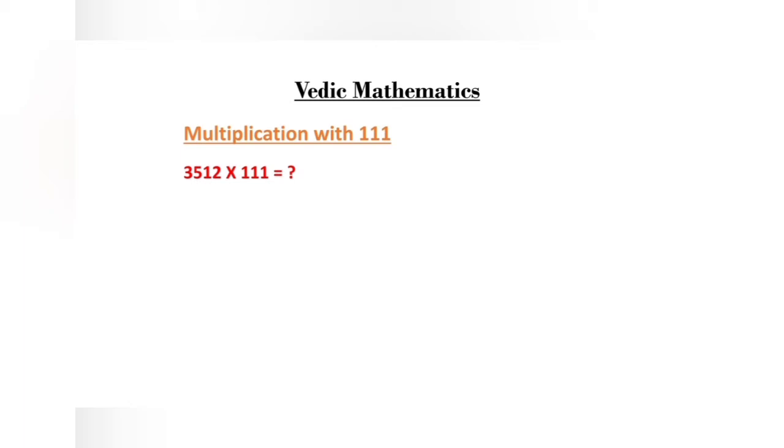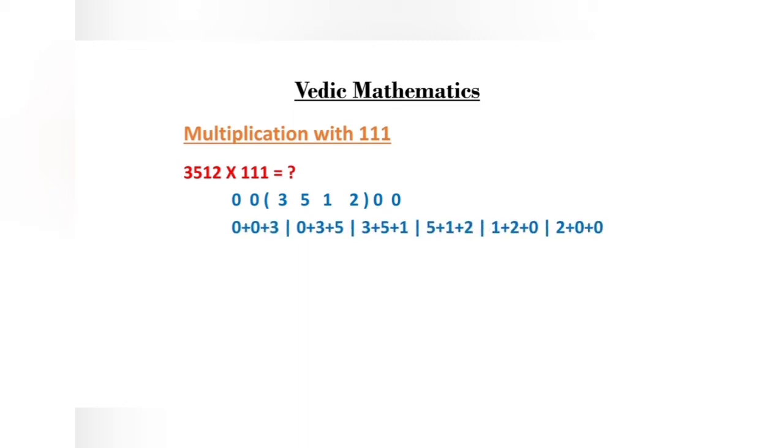Write 3512 in bracket and two zeros on the either side. Separate into group of 3 and add them. In this example, we have all the numbers with single digit. So our answer for 3512 into 111 is 389832.